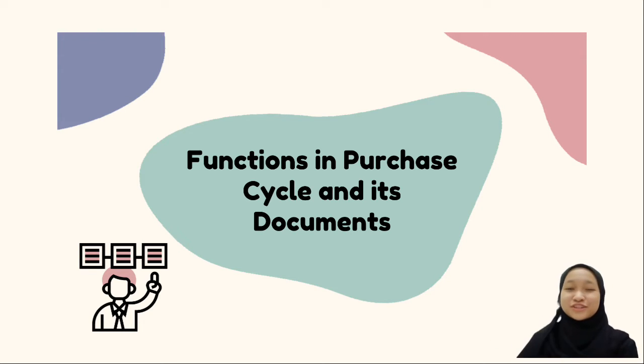Now, let's continue with the functions in the purchase cycle and its documents. There are 5 functions, which are requisition of goods and services, preparation of purchase orders, receiving and storing the goods received, reviewing and approving the supplier's invoice, and lastly, recording the liabilities.